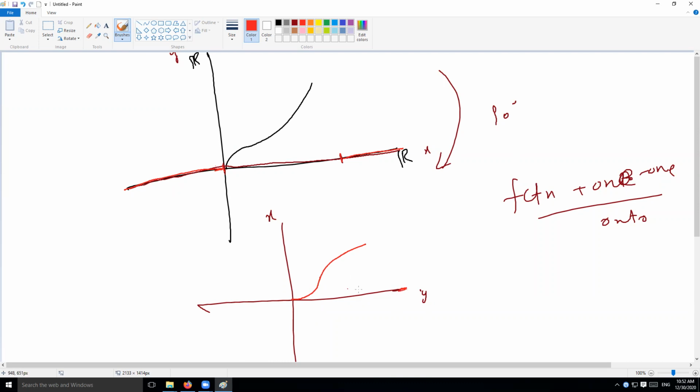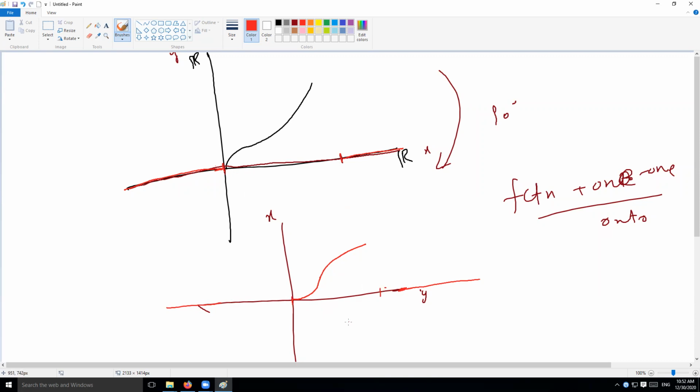Now, why is this guy not a function actually? Why am I not calling it one? Because if we restrict its domain, then this is a function. But on the full domain it is not a function because this function is not defined for all values of the domain actually. It's only defined for some part of the domain. Does that make sense?